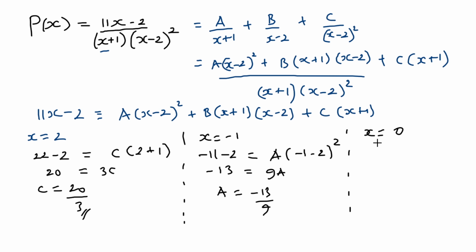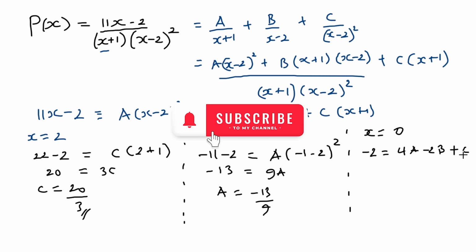Don't work with big numbers. Choose 0, because I know with 0 it will help me reduce the big values that will be stubborn, so that I remain with simple values. So if my x is 0, on the left hand side I remain with -2 equals 2. If we feed in 0 here, this will be 4a. And if we feed in 0 here, this will be b times 1 times -2, which will be -2b. And then when we feed in 0 here, this will be 0 plus 1, which is 1c, which is c.